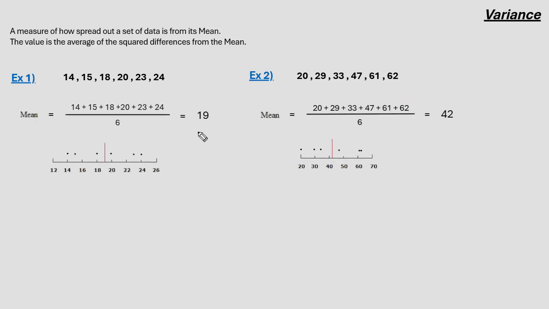In example 1 we have a mean value of 19, as you can see here on the number line, and example 2 has a mean value of 42, as you can again see illustrated on a number line. So now that we know the mean values, we can look to work out the variance. And there's a standard variance formula that can help us to do just that.